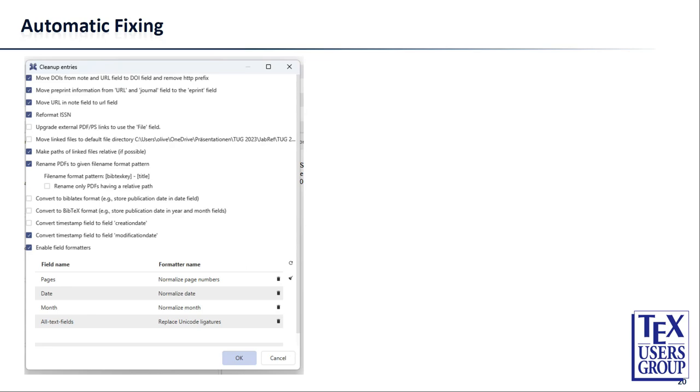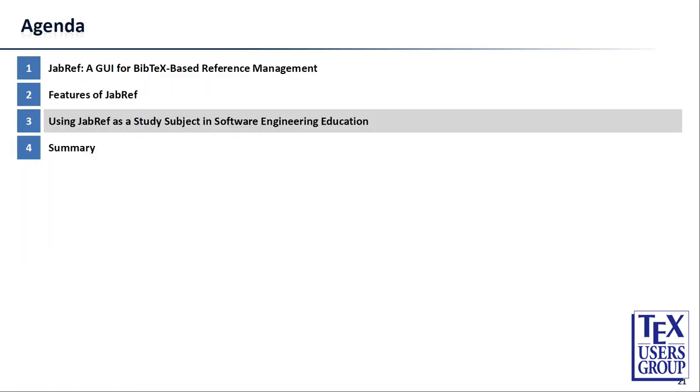But we also have the vice versa thing, which means if you decide today, I want to move away from the old BibTeX thing, I want to move to BibLaTeX, we also have the LaTeX to Unicode converter built in, so we can just upgrade your bibliography to BibLaTeX. Okay. This was a glimpse of the features of JabRef.